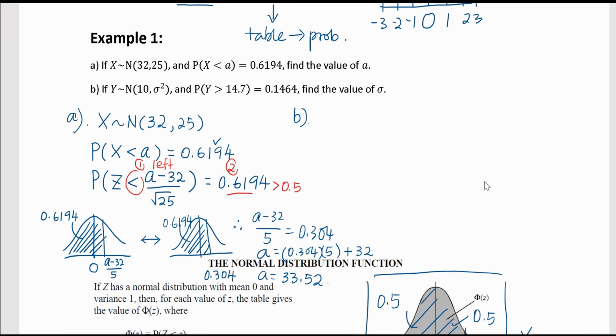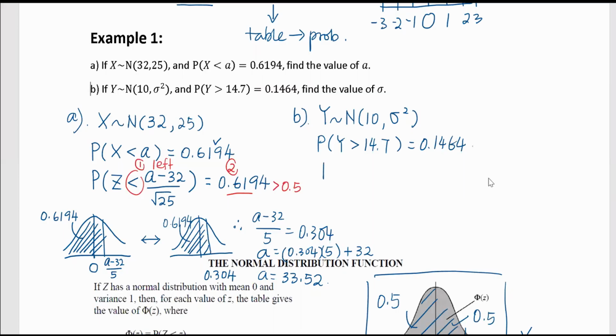So now this is another normal distribution. The variable y follows normal as well. The mean is 10. The variance is not given, right? Represented by a sigma. So y is greater than 14.7 and the probability is 0.1464.